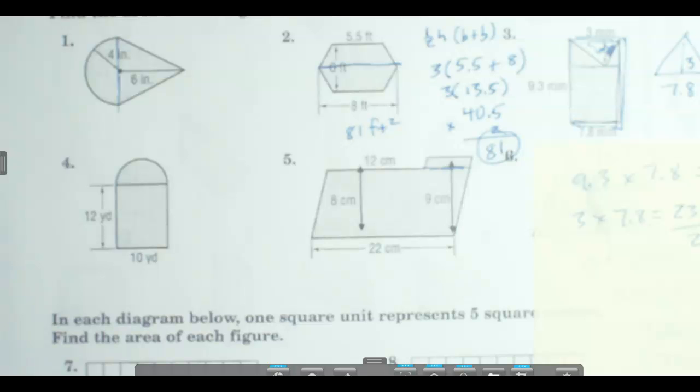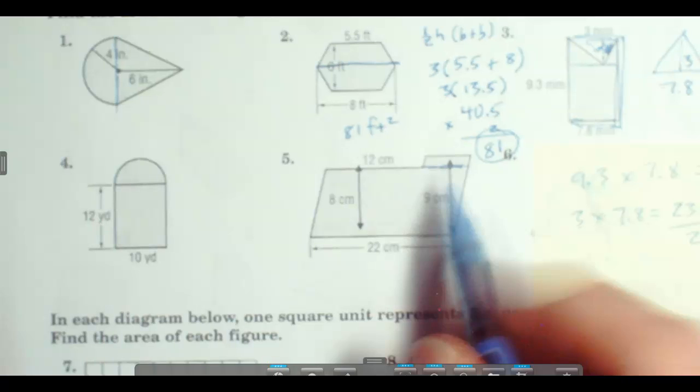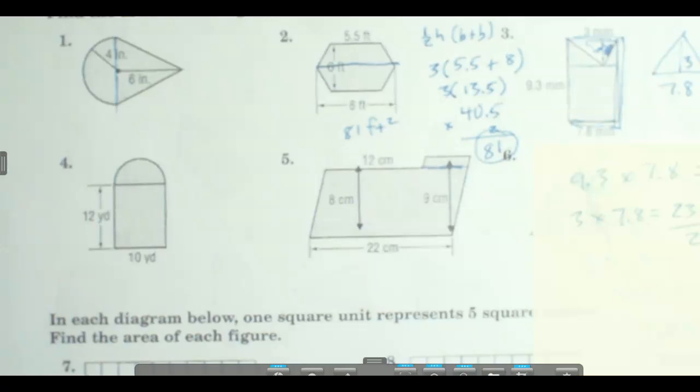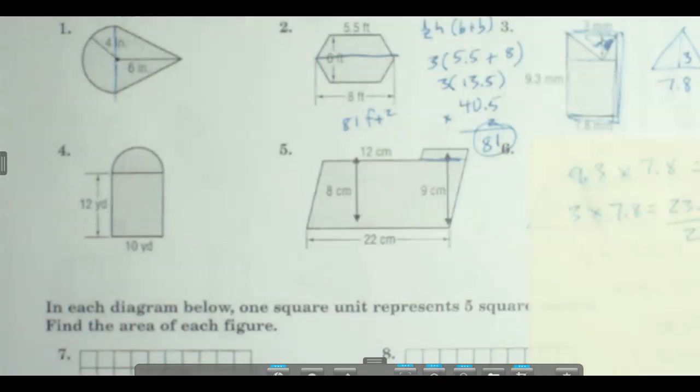Hopefully you have the information to do that. Just taking a look at that. Do you have the height of that? You have 8 and you have 9. Yeah, you should be able to figure out the bases for this little parallelogram and do that too. So, alrighty, that'll work. Good luck.